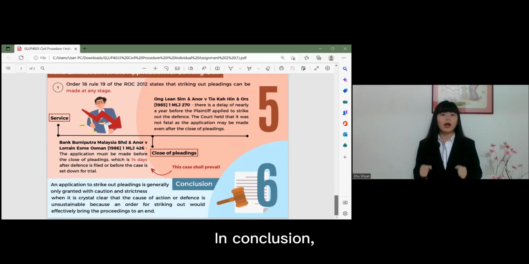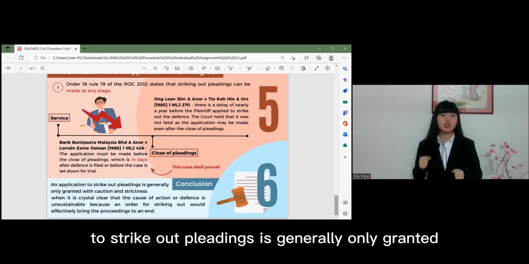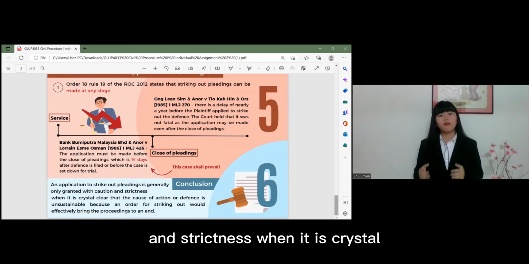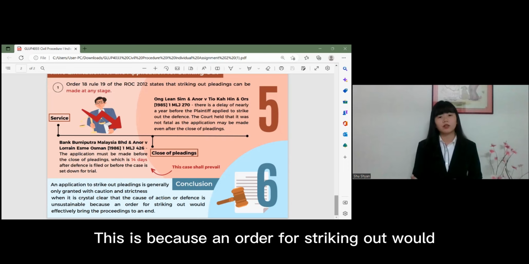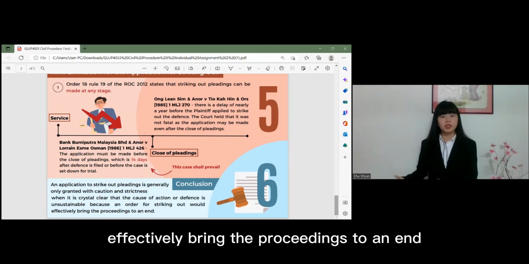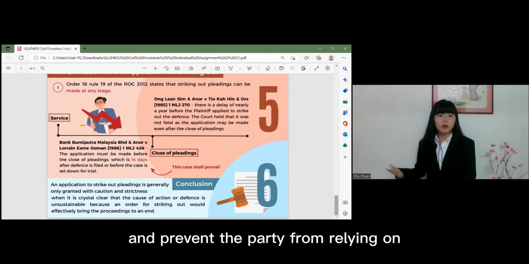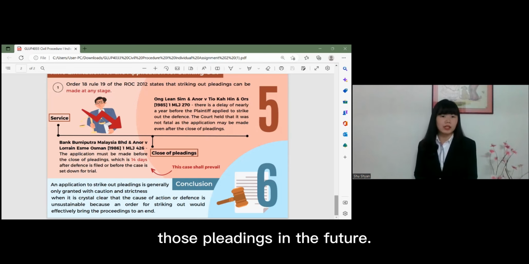In conclusion, an application to strike out pleadings is generally only granted with caution and strictness when it is crystal clear that the cause of action or defense is unsustainable. This is because an order for striking out would effectively bring the proceedings to an end and prevent the party from relying on those pleadings in the future.